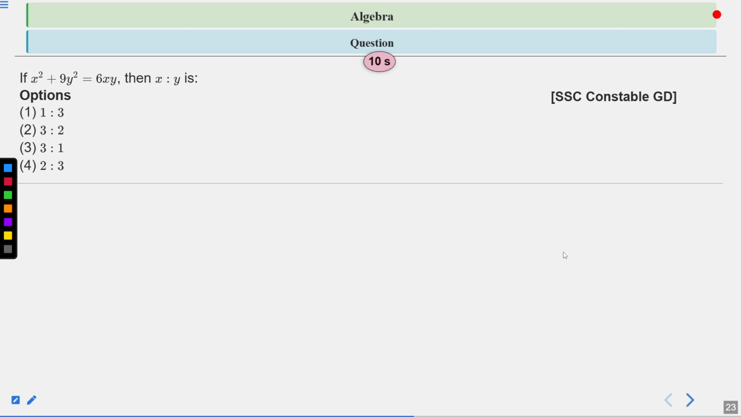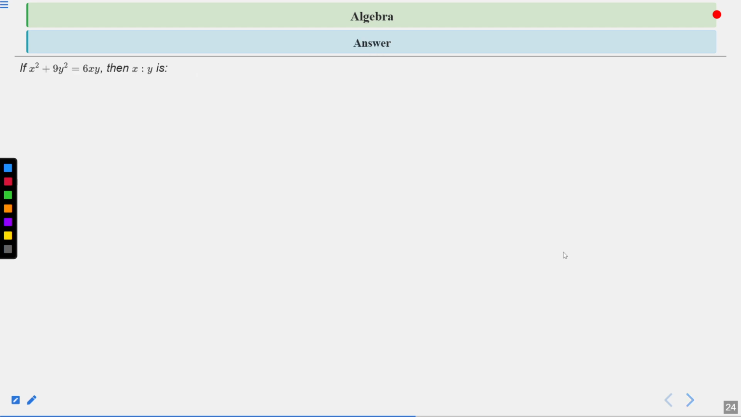Now you have 10 seconds to analyze the question. Your time starts now. Now time's up. Let's see the solution of this question. The question says that if x square plus 9y square equals 6xy, then what is the ratio of x and y? So the correct answer is the third one, which is 3:1.